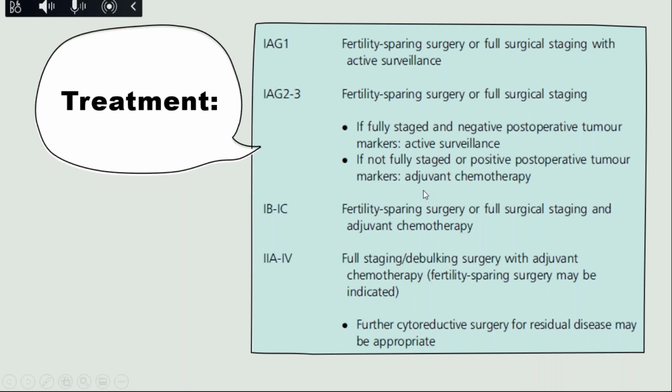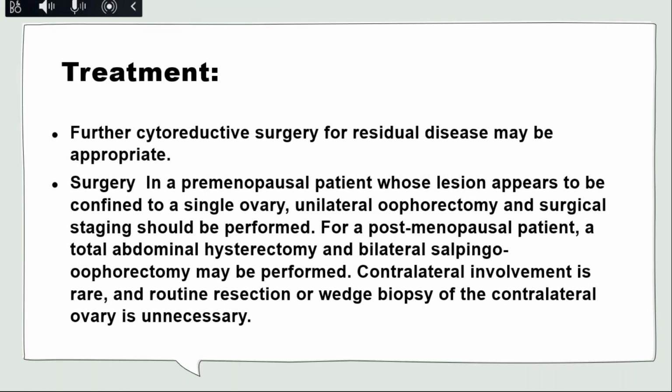So this is two of the tumors. Regarding the treatment of the immature teratoma, in a premenopausal patient whose lesion appears to be confined to a single ovary, unilateral oophorectomy and surgical staging should be performed. But for a postmenopausal patient, we can go for total abdominal hysterectomy and bilateral salpingo-oophorectomy. And one thing I have to mention is that contralateral involvement is rare. That's why we should not do any routine resection or wedge biopsy of the contralateral ovary in a premenopausal woman who is yet to complete her family.